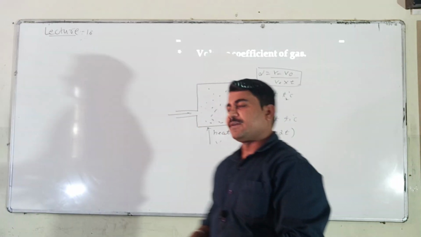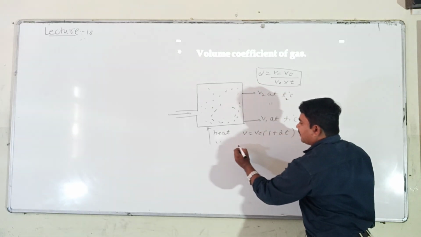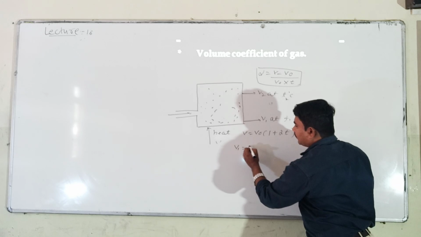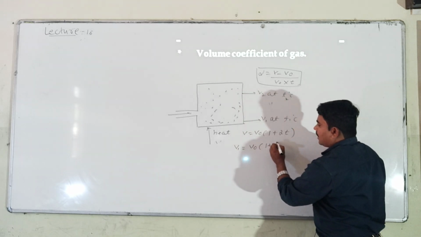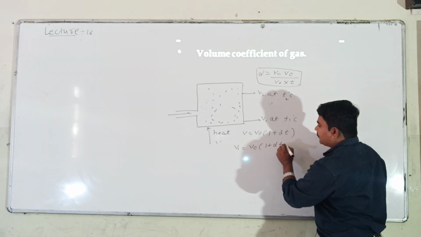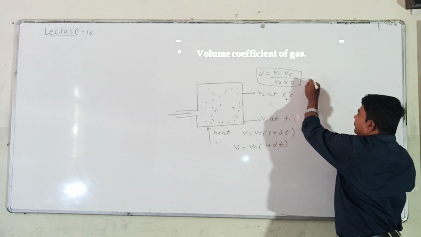Shall I take here directly? For V1 volume at T1 temperature, this can be written. How to write? V1 is equal to how much? V naught into bracket 1 plus alpha into T1. Right or wrong? Now I am calling this equation number 1.